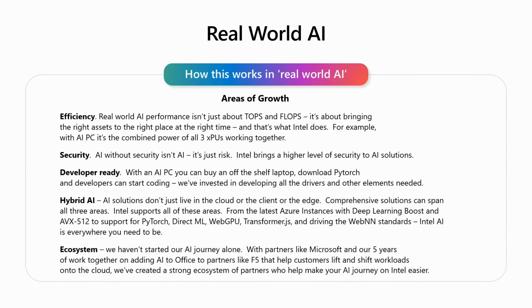So with that, what we're trying to do is figure out with you folks what are the real world use cases that we're focused on right now. Efficiency is one of them, right? There's TOPS and FLOPS, of course, but bringing the right assets in the right place at the right time is very important. For example, with the AI PC, it's combining the power of all 3 XPUs out there: GPU, CPU, your NPUs, and what the future holds in front of us as well. Security is also very big for us. We want to make sure that we're focused on security, and this is where Intel can definitely help you have an AI workload that is secured in the cloud as well.